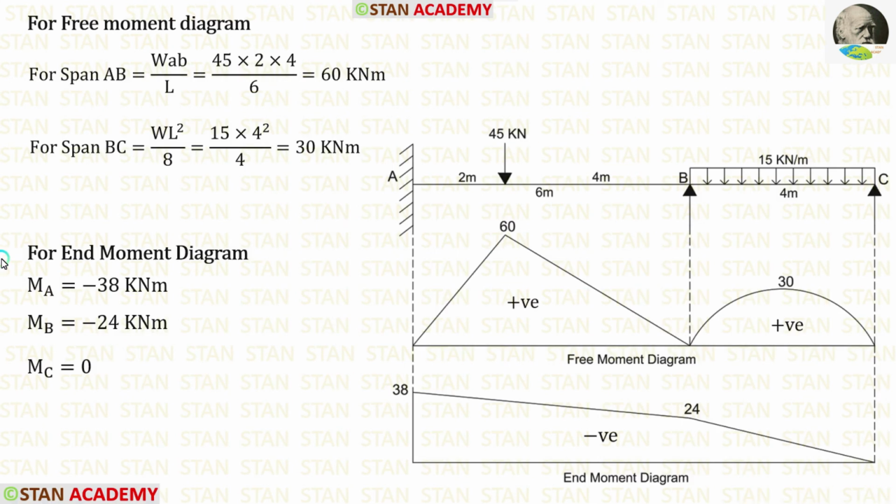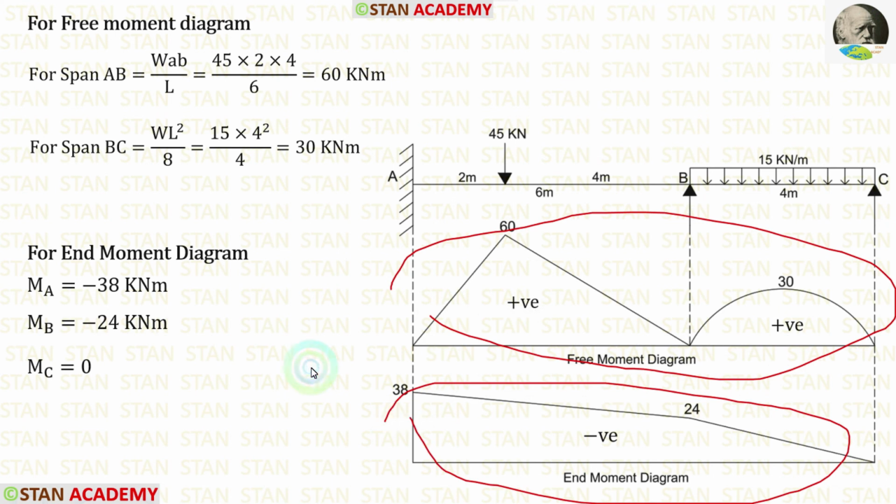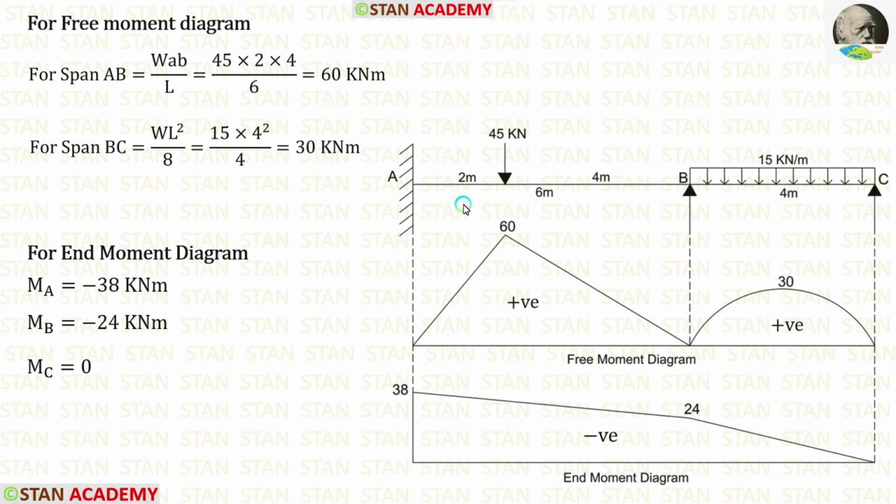Now we are going to draw the bending moment diagram. For the bending moment diagram, first we have to make the free moment diagram and end moment diagram, and then combine both of them to get the bending moment diagram. For the free moment diagram, we have to consider each span a separate simply supported beam. We have already calculated the ordinates. For the span AB, it is 60, and for the span BC, it is 30. Using the ordinates, we can make the free moment diagram.